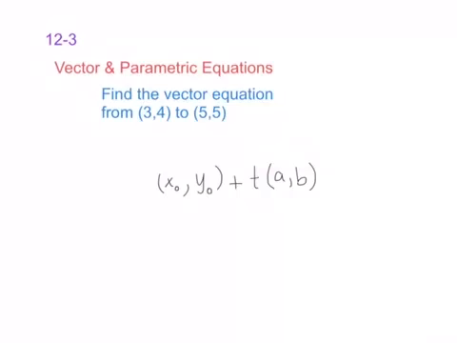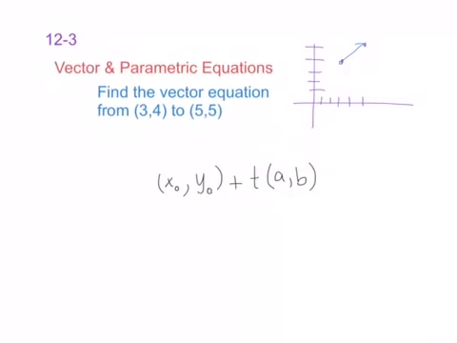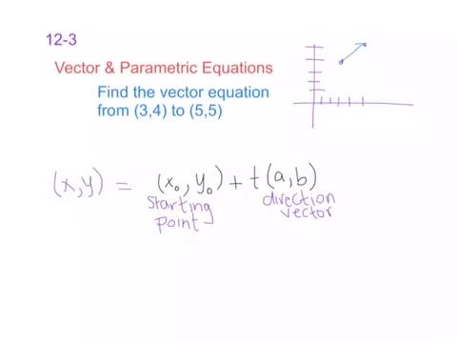So for this problem, for example, we can see that the vector is starting at 3, 4 right here and going to 5, 5 right here. So the starting point is 3, 4, while the direction is towards 5, 5, but it's not 5, 5 as a point, it's towards that. So this is the equation format.